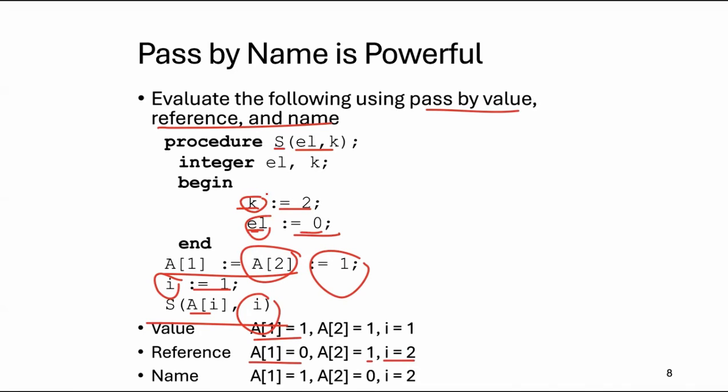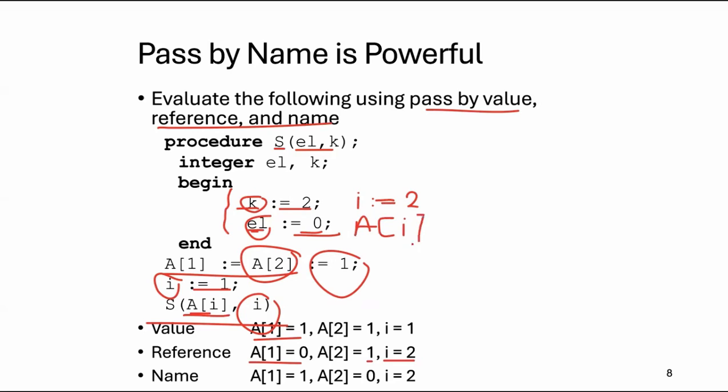Now, when we do pass by name, remember that when we say pass by name, it's as if we are replacing the body of the procedure with the actuals. So let's replace it in our body here. The K we have, we're going to replace with an I, so basically assigning I to be equal to that. E of L is going to be replaced with A of I.